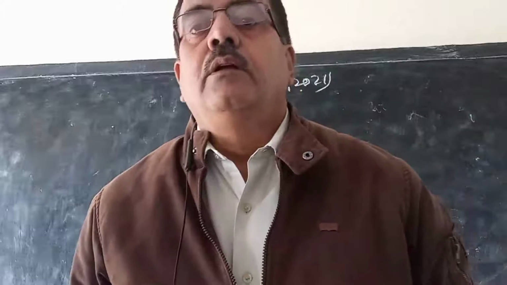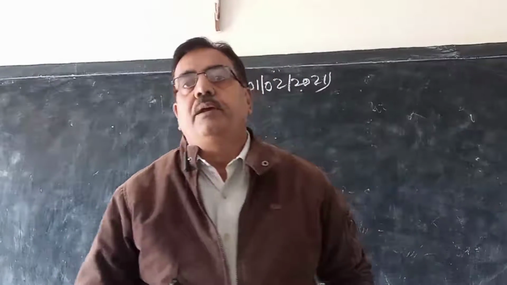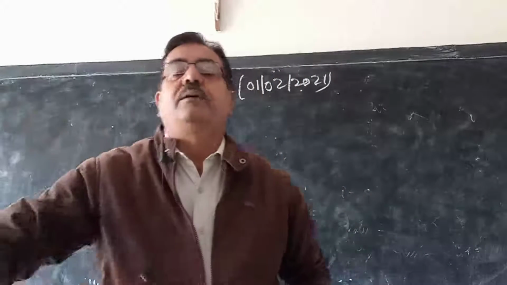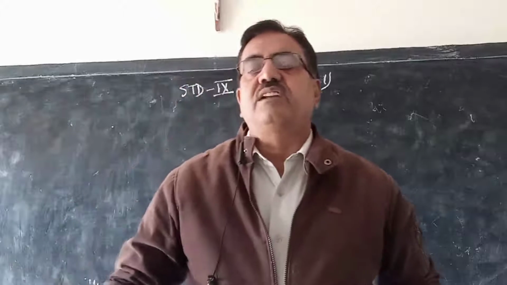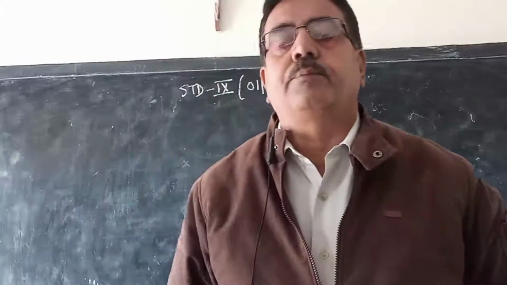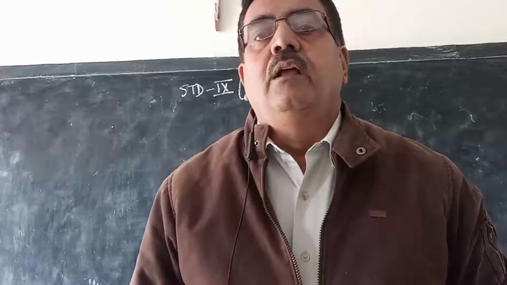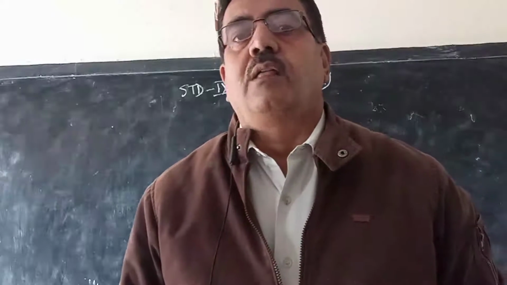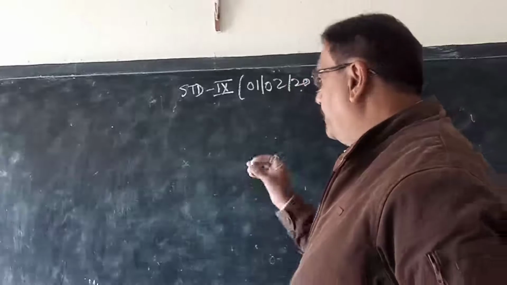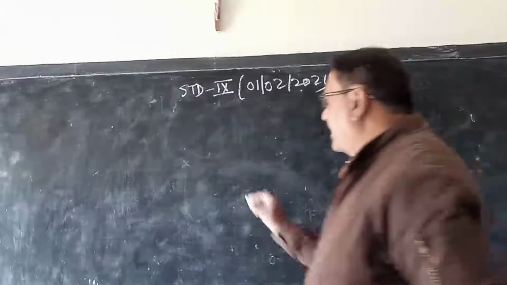Now the perimeter. Perimeter means what? Perimeter of any figure means the sum of all the given sides. Add all the side values, that will give the perimeter of the particular figure, whether it is a triangle or a rectangle or a quadrilateral, whatever it is. So the first figure, a scalene triangle.